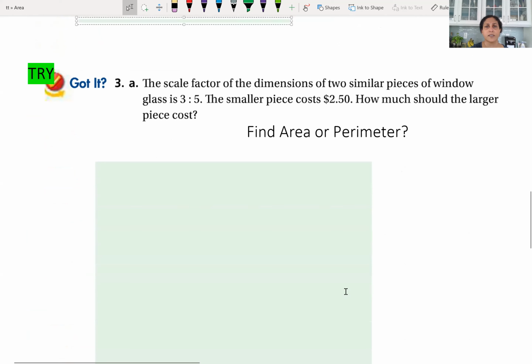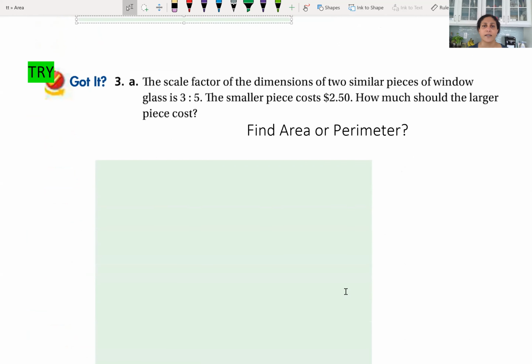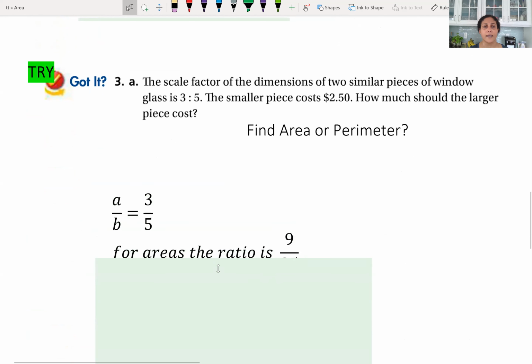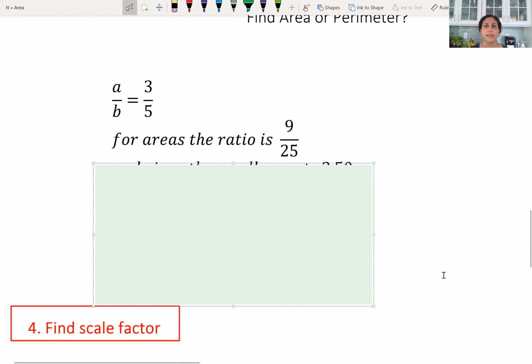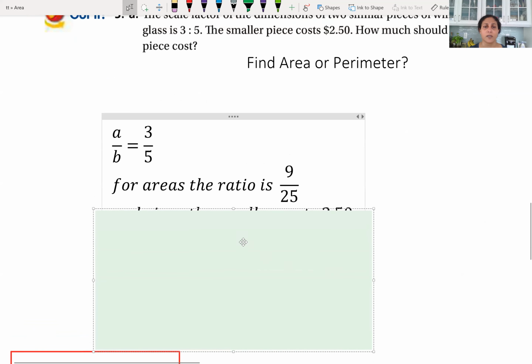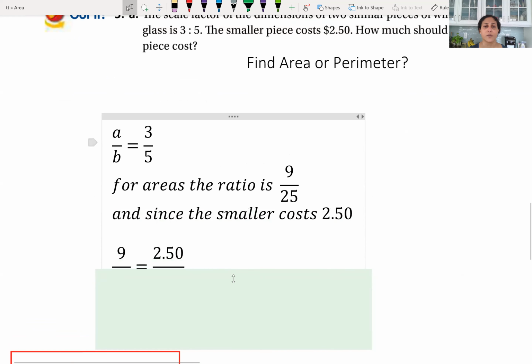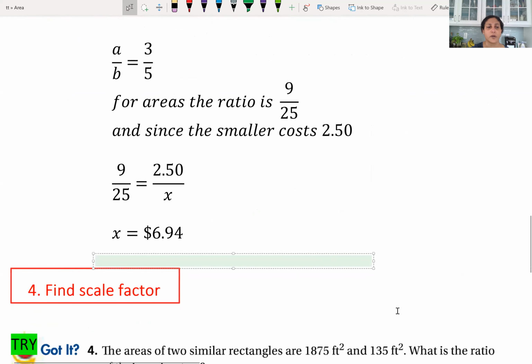Here's another one, and this one is a little bit of a word problem. So it gives you the scale factor, and it says that the smaller one costs $2.50. So you have to figure out whether this is an area question or a perimeter question. And what do you think it is? Here we go. This is an area question. So if the scale factor is 3/5, then the ratio of the areas is 9/25. And it tells us that the smaller one costs $2.50. So we're going to set up our proportion where X is going to be the cost of the larger one. And you solve, comes to $6.94. Make sure you have the proper units.